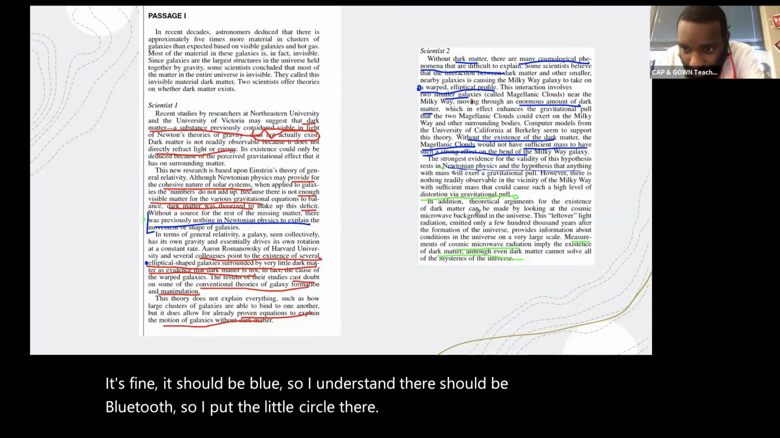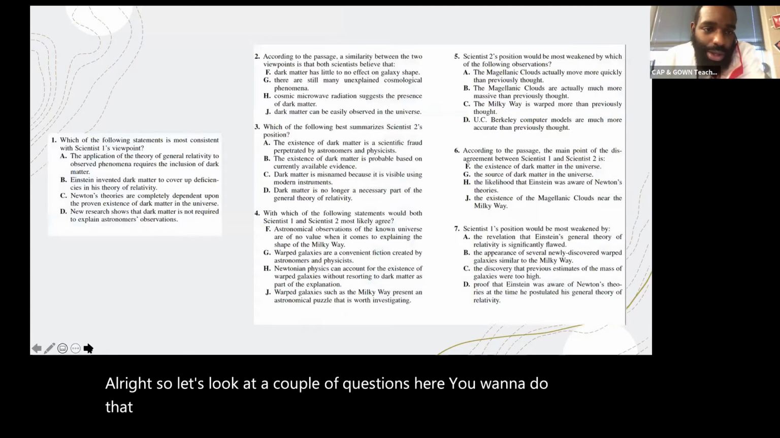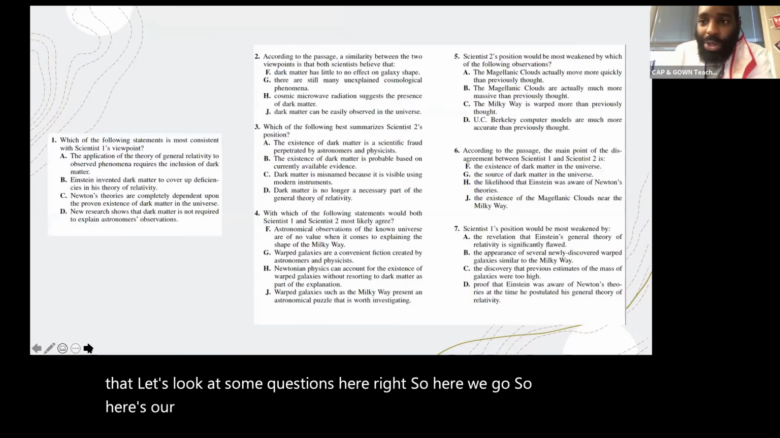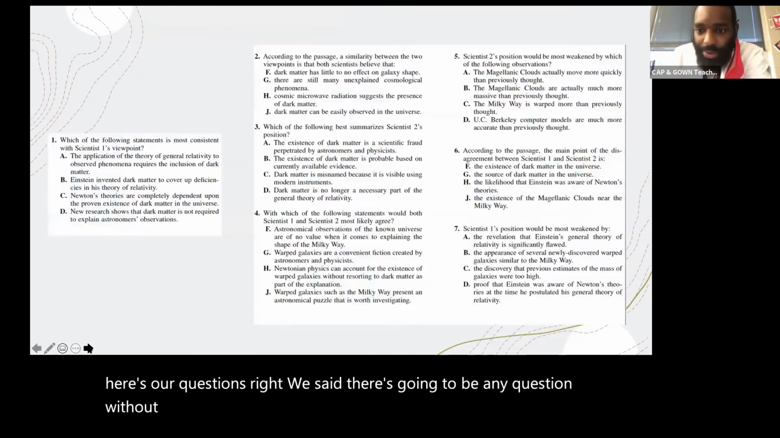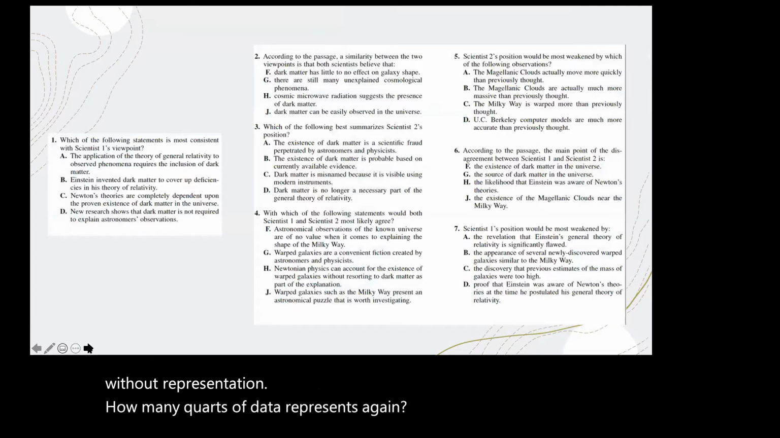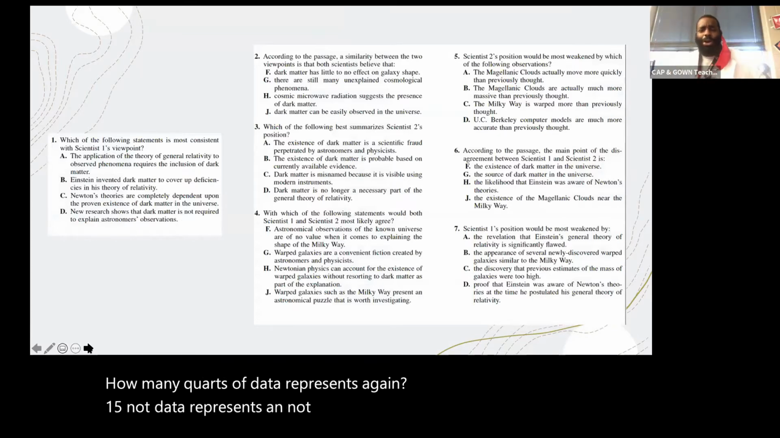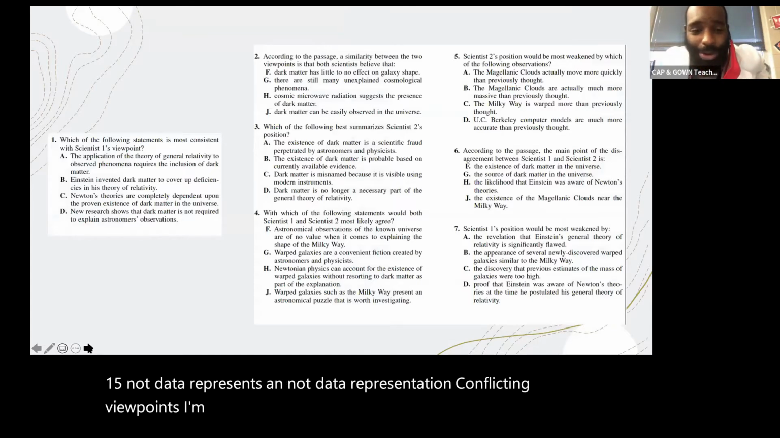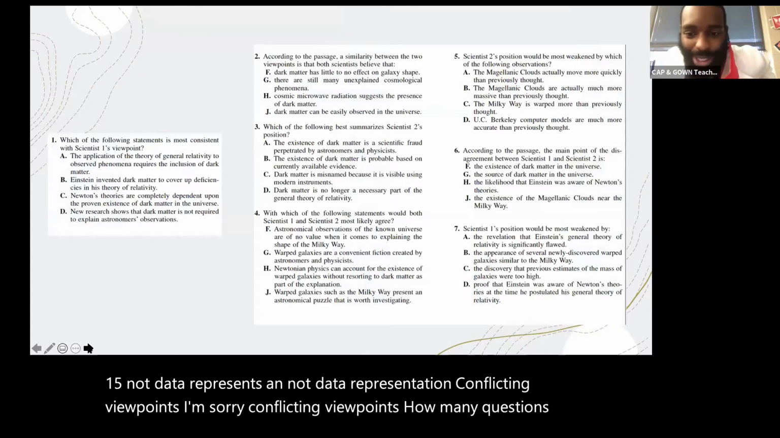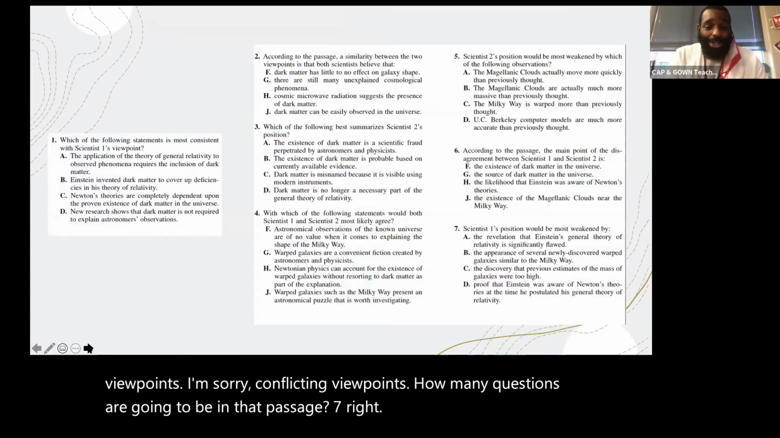All right, so let's look at a couple of questions here. Y'all want to do that? So here are our questions, right? We said there's going to be how many questions for data representation? Not data representation. Conflicting viewpoints. I'm sorry. Well, how many questions are going to be in that passage? We said 7, right? Here are your 7 questions.